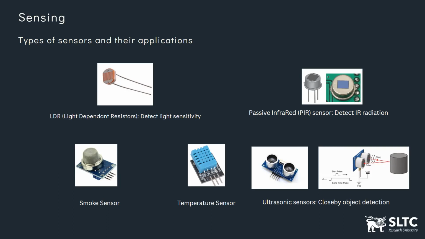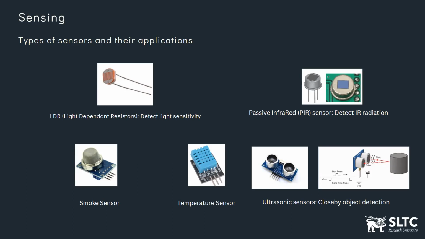And then we have smoke sensors. These smoke sensors are used for situations where we want to detect smoke. If we have, for example, a fire condition in our environment, we need a smoke sensor to detect smoke in the environment. So it can measure the quality of the air in the environment. And then we have a temperature sensor, which can detect the temperature in the environment and take measurements regarding that.